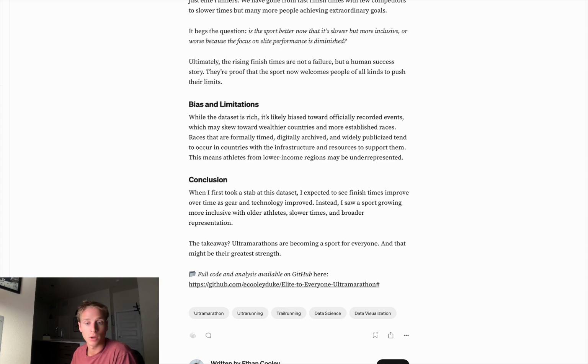I do just want to quickly mention bias: some of these regions can be underrepresented because the data can only be collected from wealthier countries with good timing systems. But overall, this is a very interesting data set to look at, and I hope that this presentation proved to be insightful.